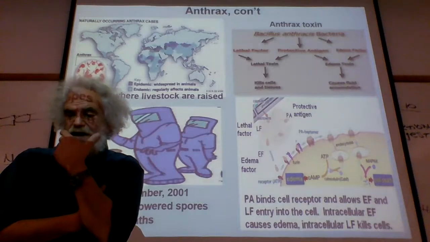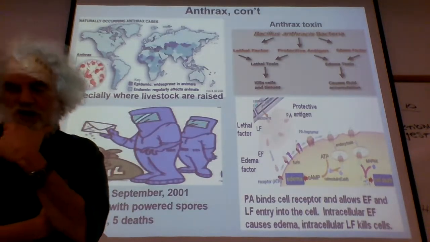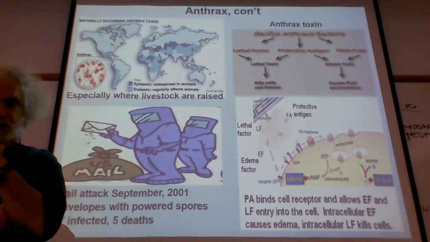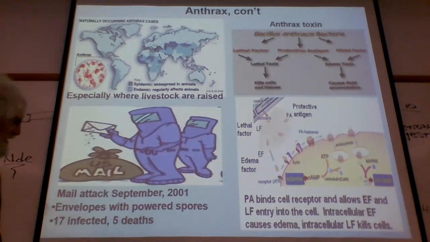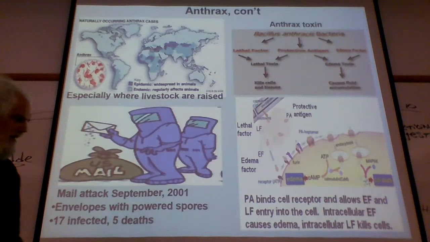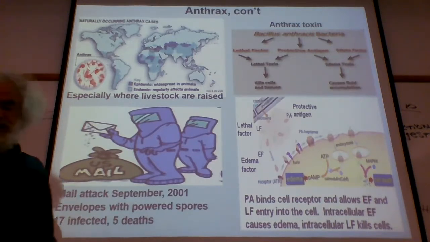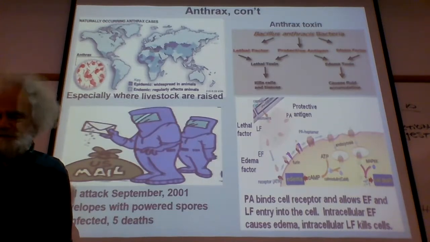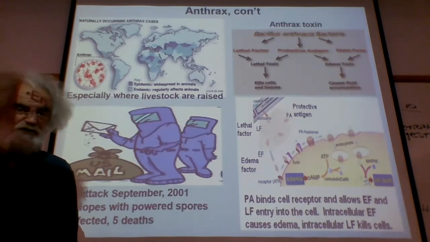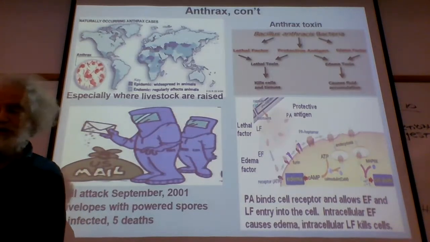In 2001, there was a mail attack in which envelopes contained powdered spores. 17 people were infected, 5 died. These were letters sent to U.S. Congress and U.S. Senate offices. And exactly where it was coming from is still not all that well known.